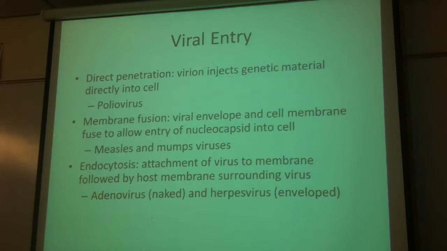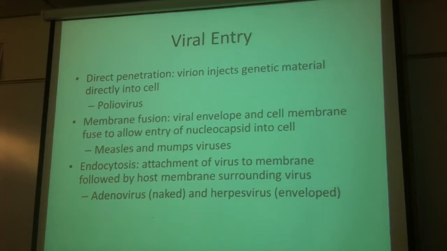Okay, so direct penetration: the virion injects genetic material directly into the cell, poliovirus. Membrane fusion: the viral envelope and cell membrane fuse to allow the entry of the nucleocapsid. What is a nucleocapsid? Capsid plus nucleic acid, DNA or RNA. You'll also see those terms used apparently interchangeably a lot. So this is where we're talking about measles, the mumps, those viruses.